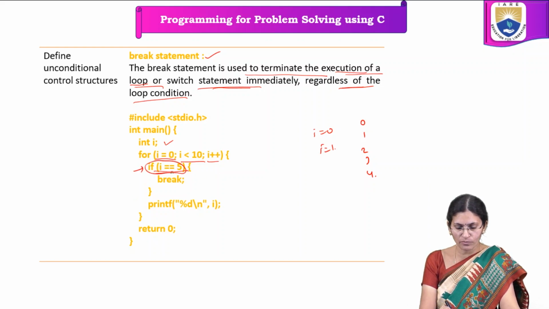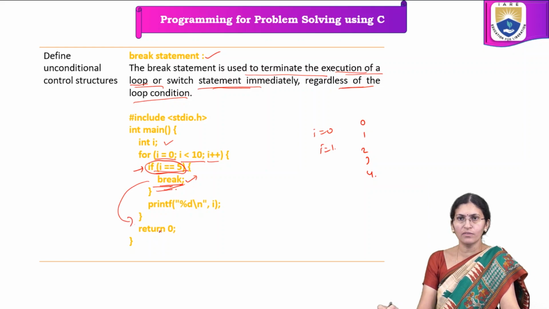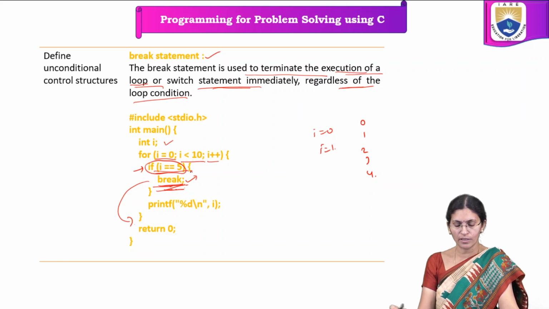After that, when i is incremented, the value becomes 5, so this condition becomes true. When i is equal to 5, it will enter this block and the break statement is executed. Whenever it sees the break, control will come out of the for loop. This break statement has to be used inside a loop only. Therefore, this is the output of this program.